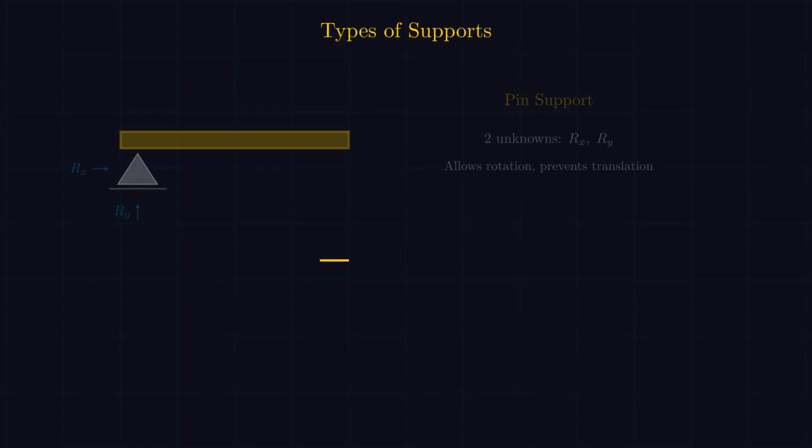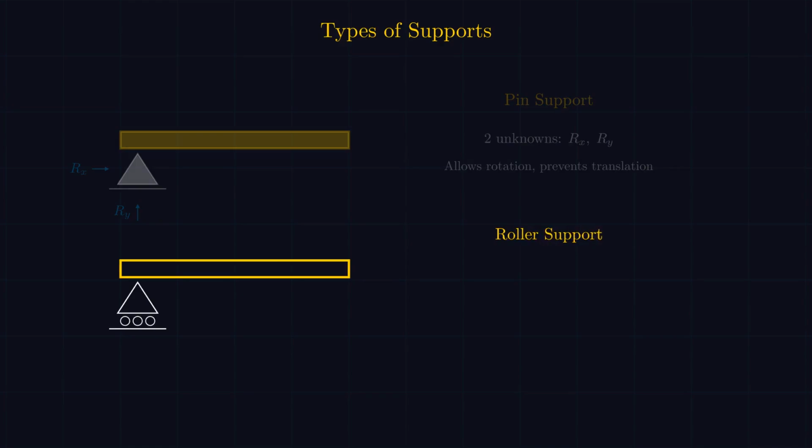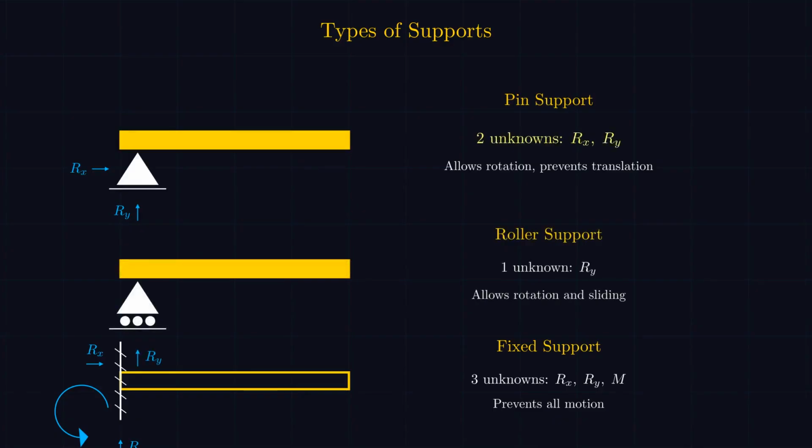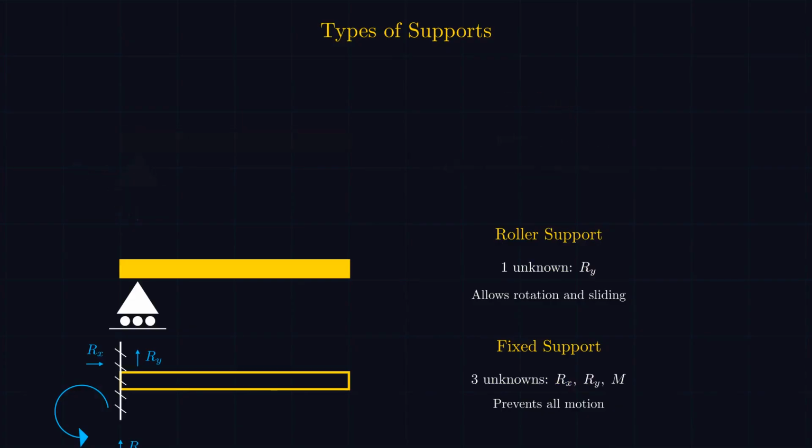A roller support can rotate and slide along the surface. It only pushes perpendicular to that surface, so just one unknown, usually vertical. A fixed support locks everything. No sliding, no rotation. It gives us 3 unknowns, horizontal force, vertical force, and a moment. So a pin gives 2 unknowns, a roller gives 1, and a fixed support gives 3. Memorize those numbers. They tell you how many equations you'll need.